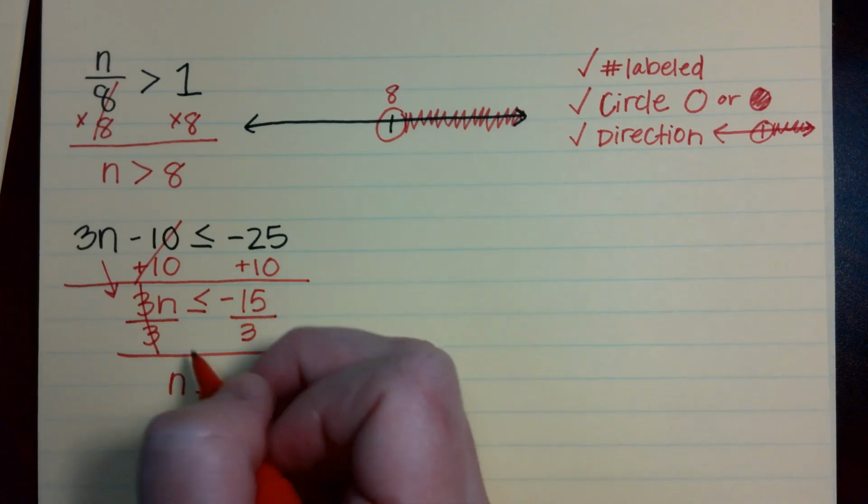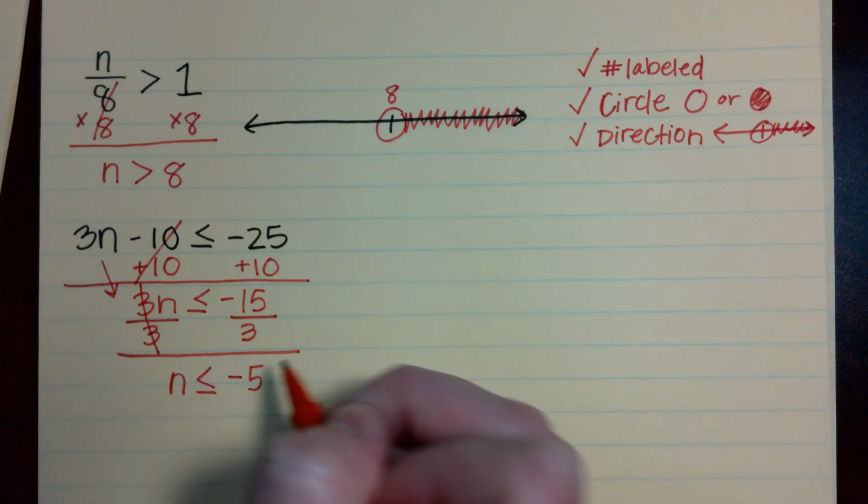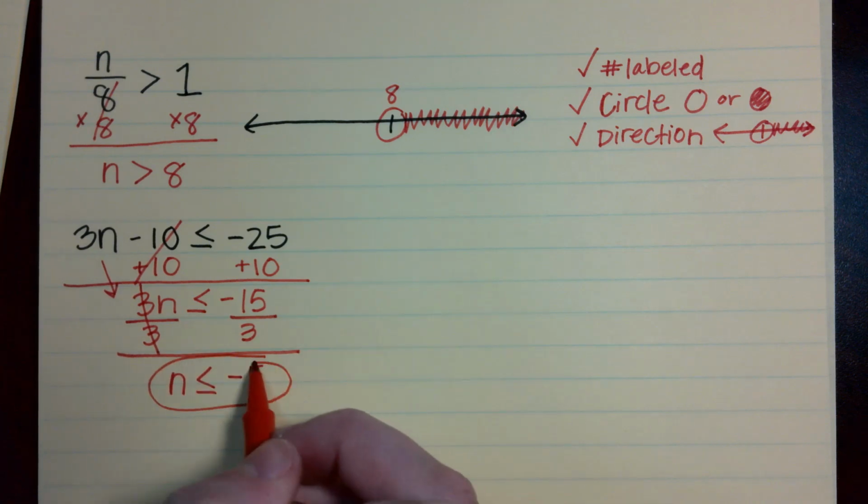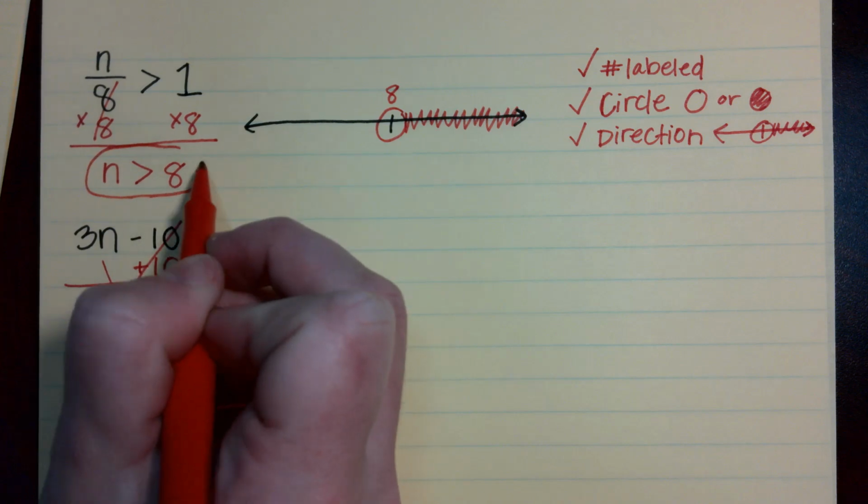All right, and that leaves me with n is less than or equal to, what is negative 15 divided by 3? -5. Perfect. All right. We always want to be circling our answers. I forgot to in that first one.